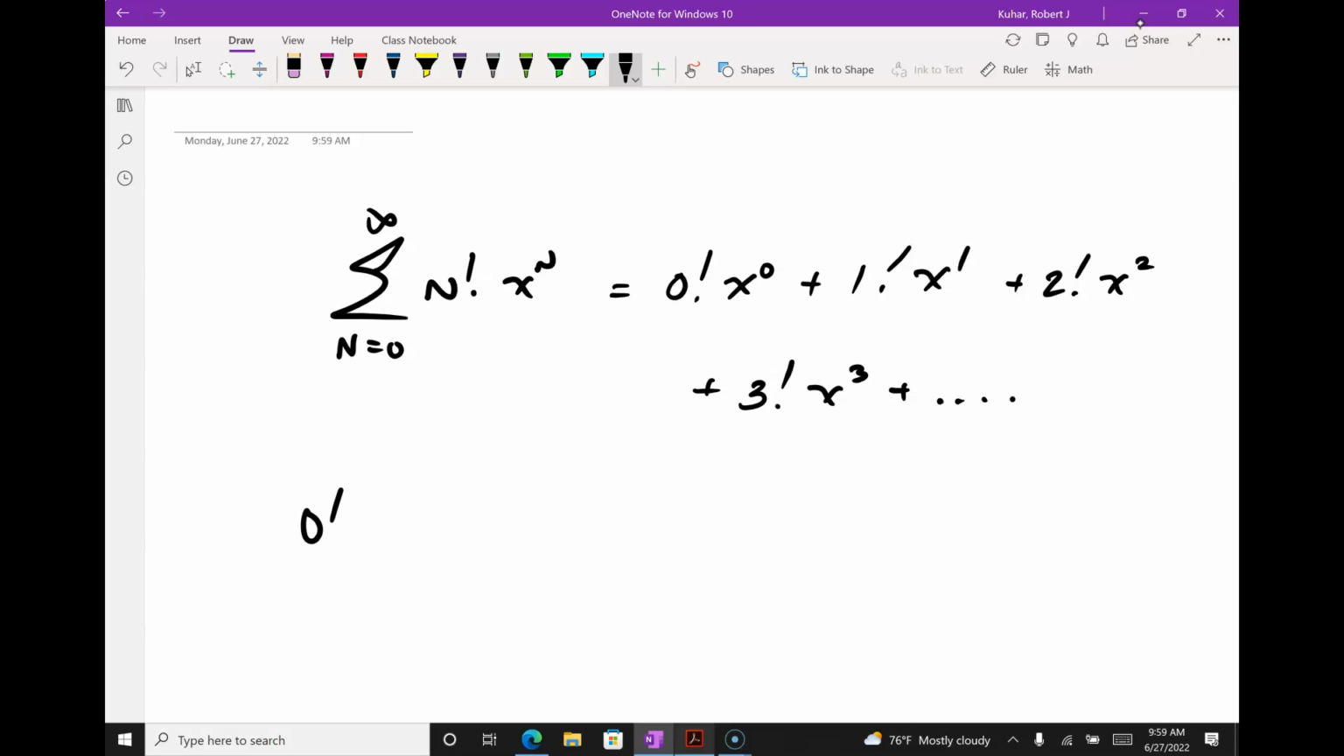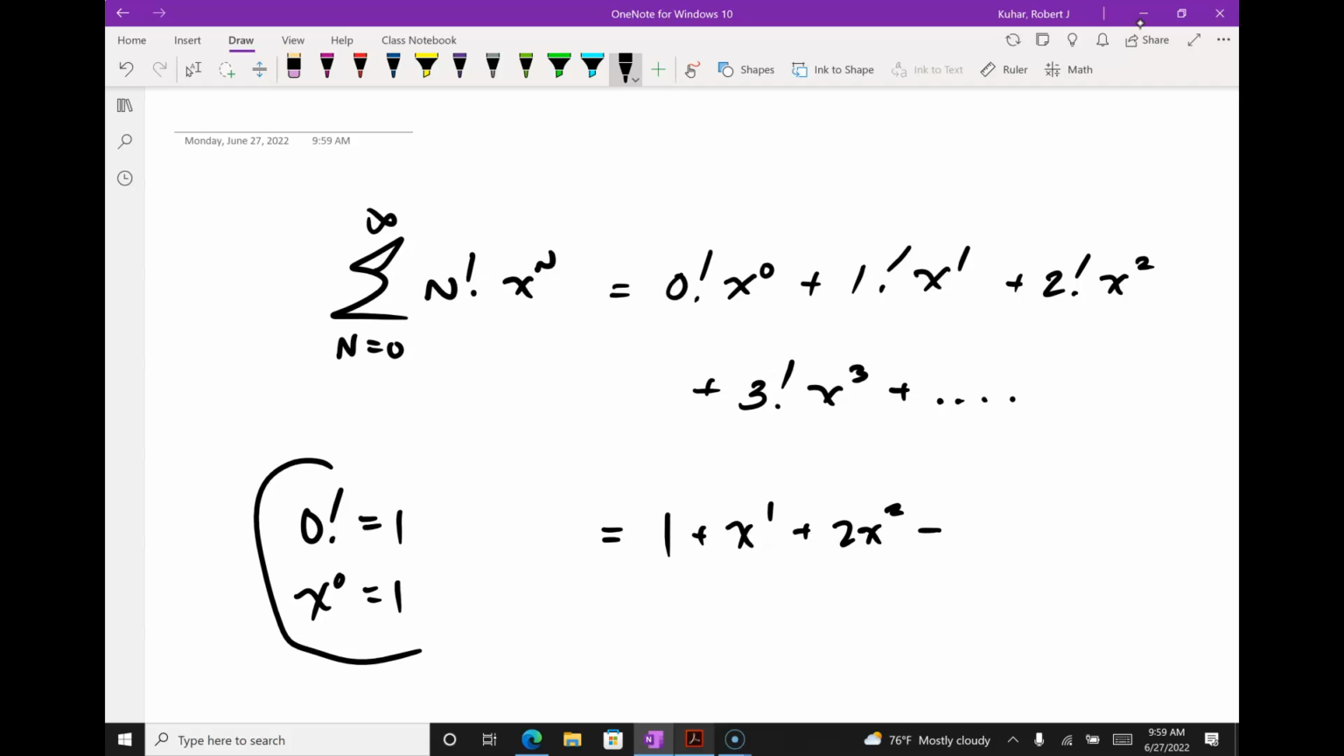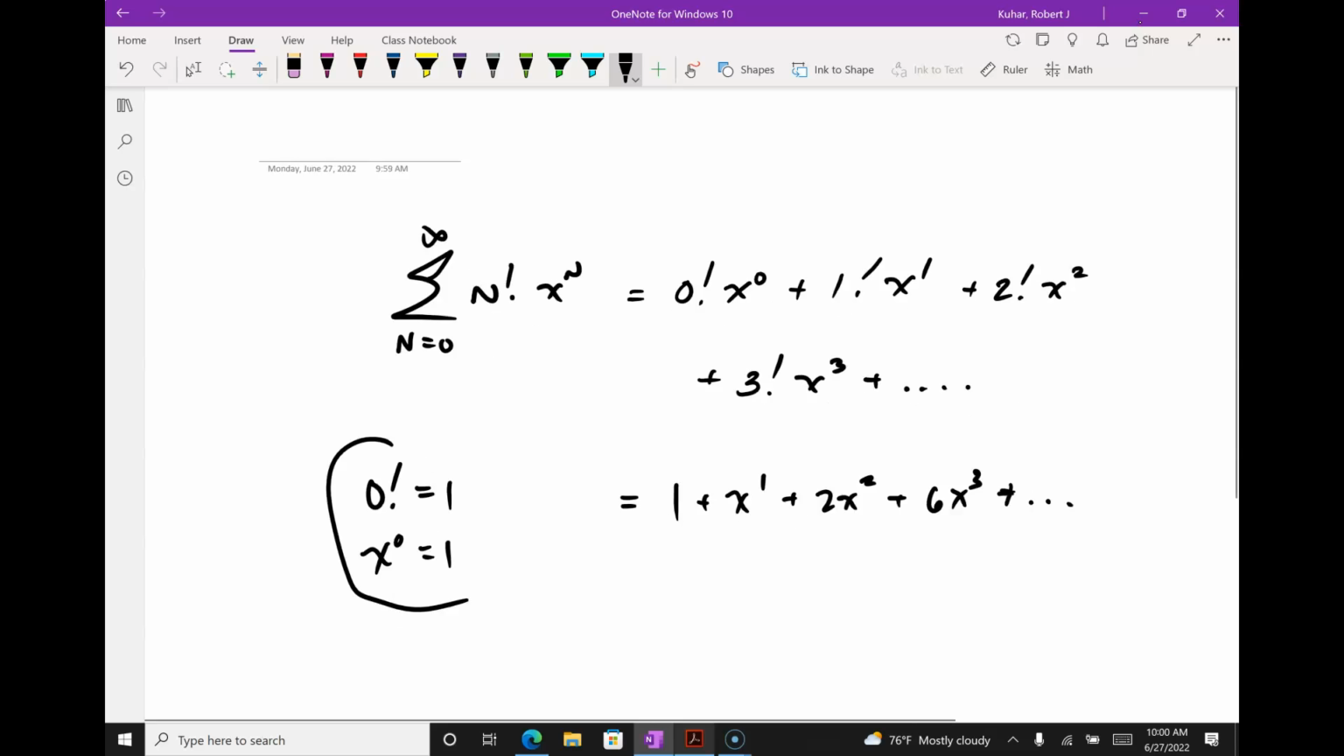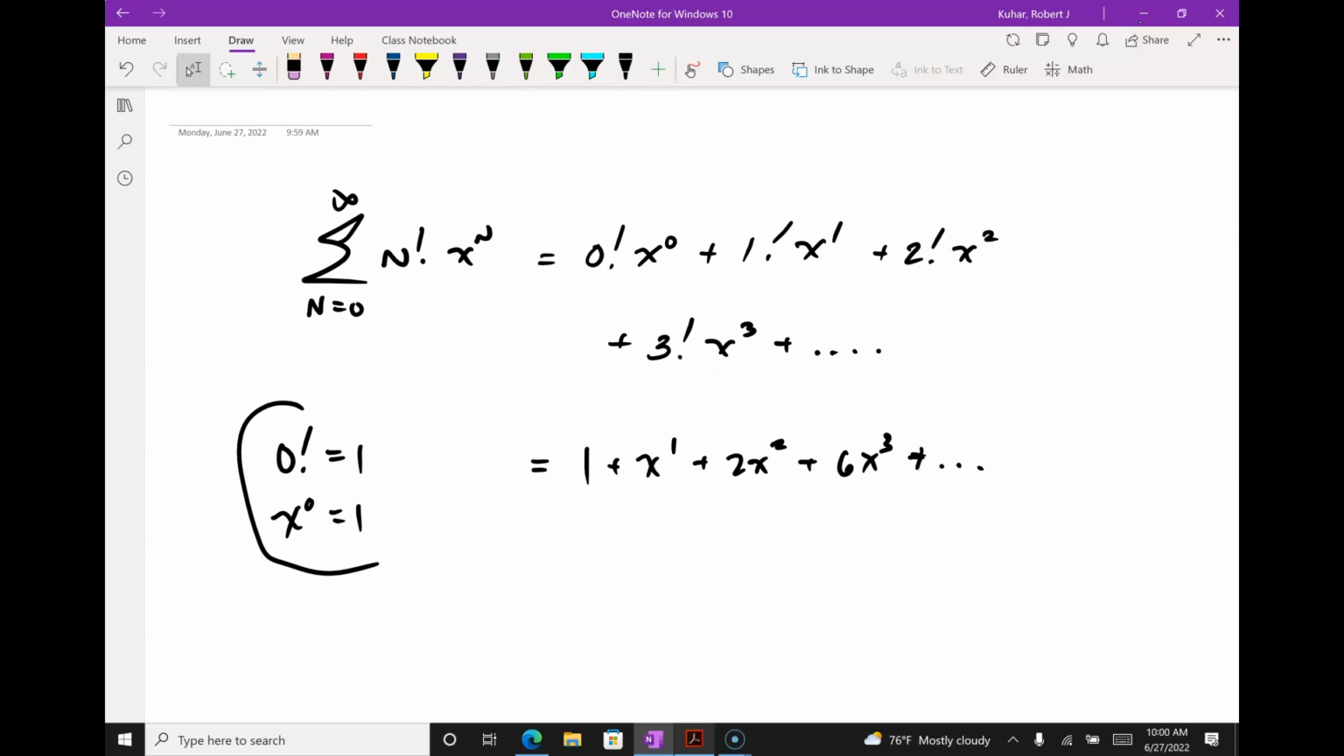What do we remember about 0 factorial? That's 1. X to the 0 is 1 in all cases. That's by design. So we can start writing this out again as what? 1 plus x to the 1 plus 2x squared plus 6x cubed. Do you see where I got the 6? 3 factorial is 3 times 2 times 1, right? So we want to find out for what values of x is this thing convergent, okay? For which values of x?